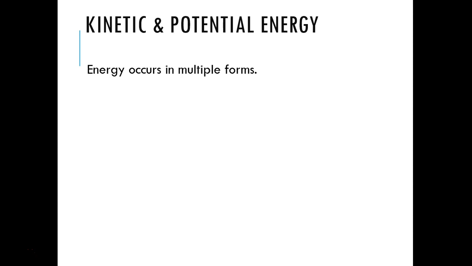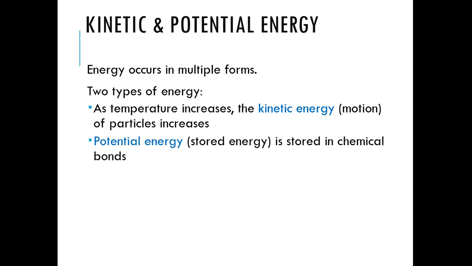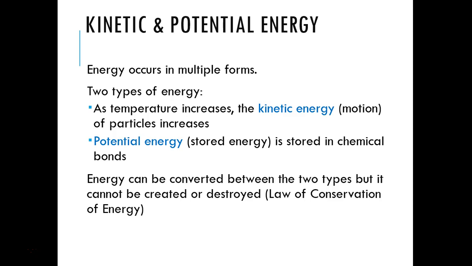to focus on kinetic and potential energy in chemistry. So two types of energy we're going to focus on. Kinetic energy is energy of motion. So as temperature increases and particles move more quickly, their kinetic energy increases. Potential energy is stored energy in chemical bonds. And energy can be converted between the two types, but can't be created or destroyed. So law of conservation of energy.